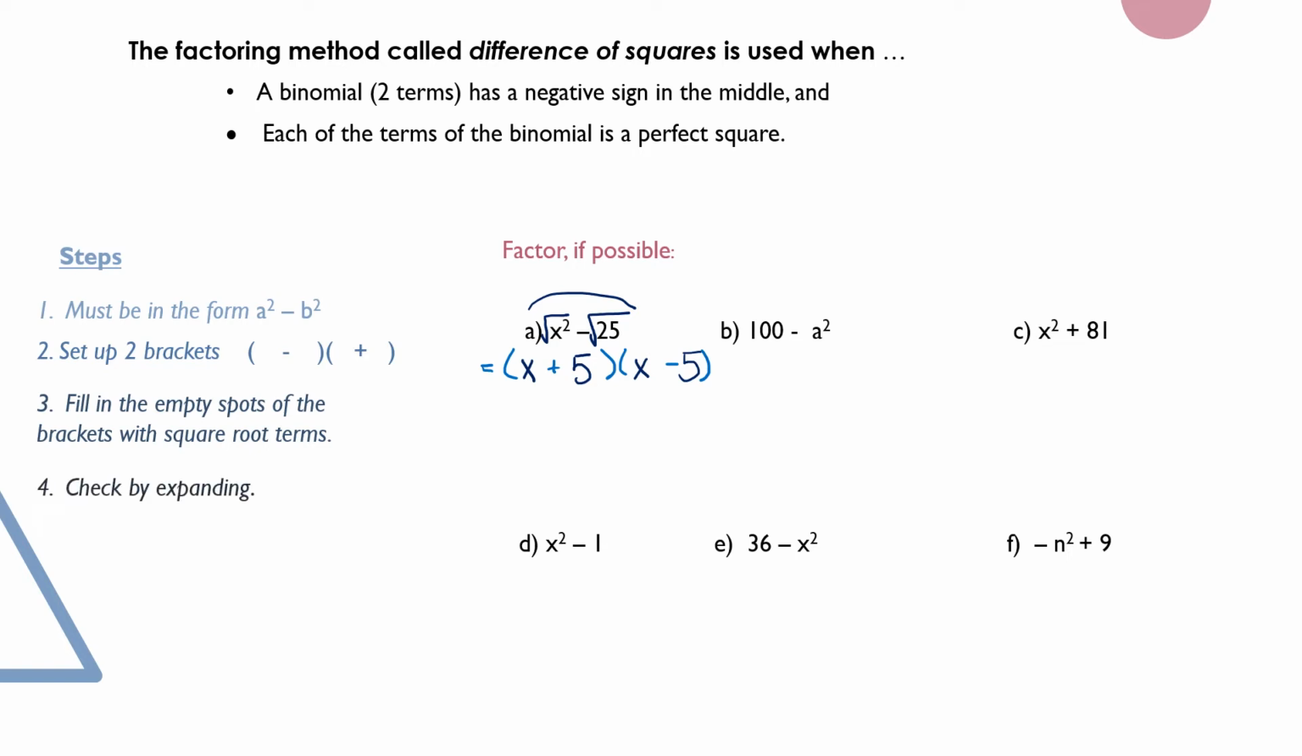And our fourth step is to check by expanding. So I'm going to check and I'll put it in red so that you can identify it as a check. So this is my check. I've already factored. I want to check my factoring. I'm going to check with binomial expansion like we did at the very first thing we did today.